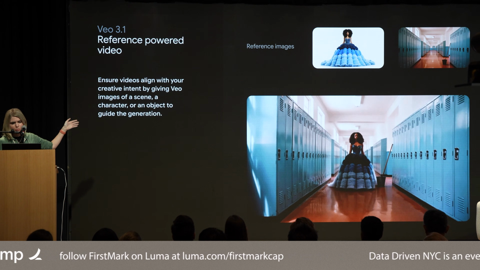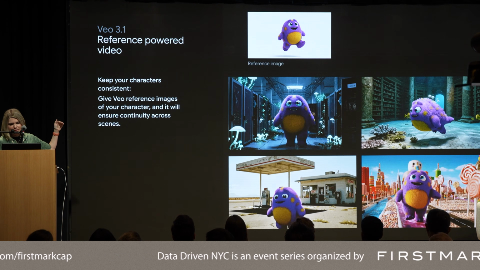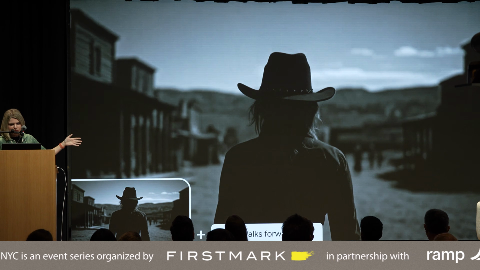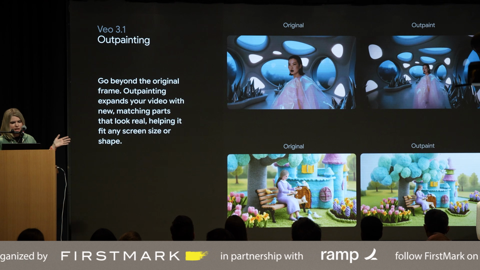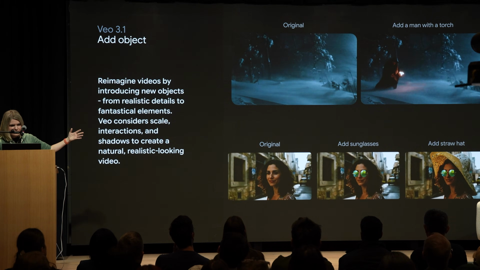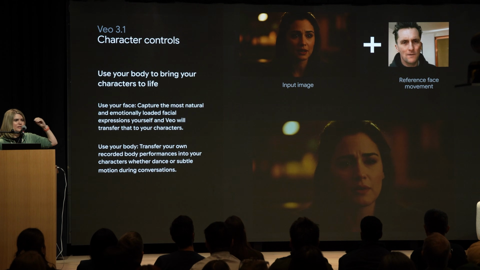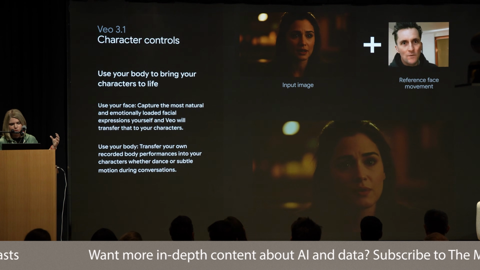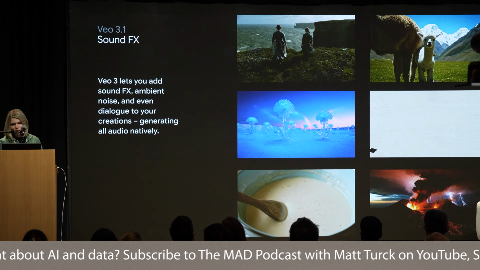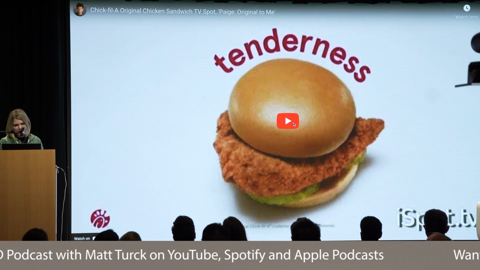VO 3.1 can do a broad spectrum of things. It can do grounding based on reference images. It can have that same character in a different collection of scenes, animate images, including with guidance, different camera controls, outpainting, so you can take a full screen video and turn it into widescreen. You can add things to video, you can remove things, you can have reference face movements, so a character and then some way in which you want the character to react. You can use first and last frame and then interpolate between them. And you can also do things like this, which is probably copyright protected.